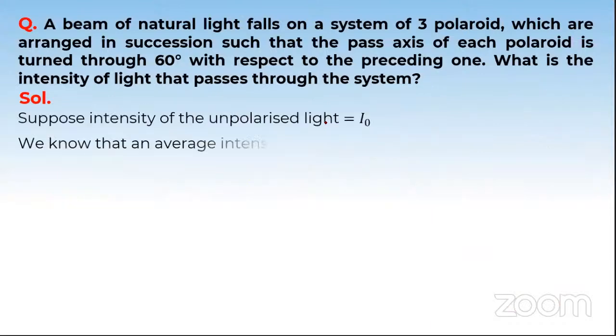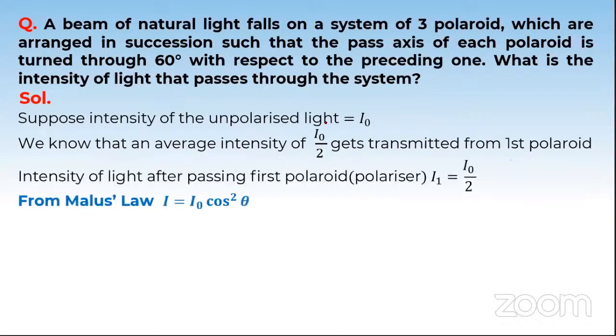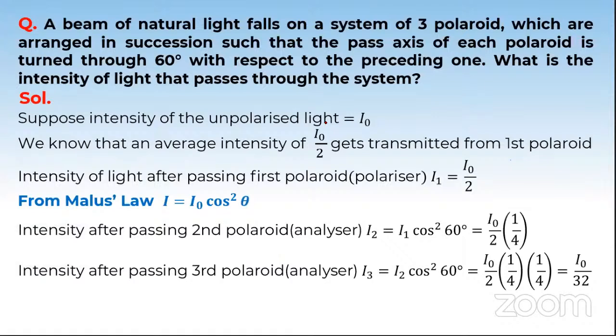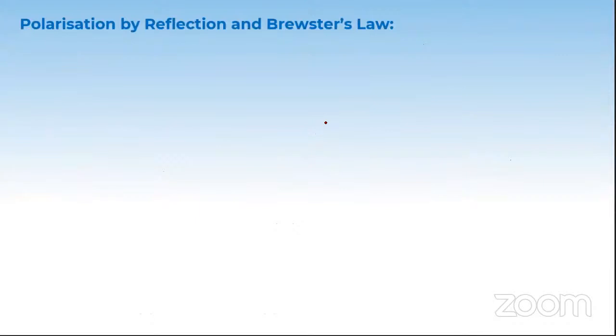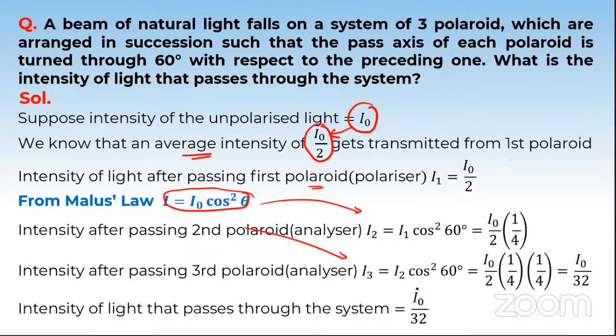Cool, right? I have worked out this problem step by step. I have written all the reasons and all the values here. If you still have any doubt, you can go through this when I upload the notes. Step by step: the initial intensity was I naught, and when it gets transmitted for the first time, unpolarized light to polarized, it is I naught by 2. But now, since I'm passing polarized light into the polaroid, I have to use Malus law. When I apply Malus law for two steps, I'll get the final answer as I naught by 32.